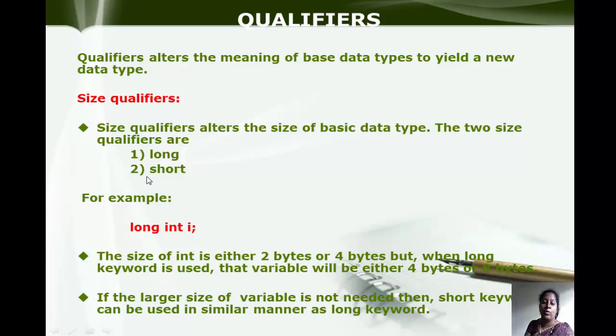When I declare a variable to be long int i, it means that the size of this integer variable will become either 4 or 8 bytes depending upon the system architecture. When you don't require a longer memory space, then you will use the keyword short.